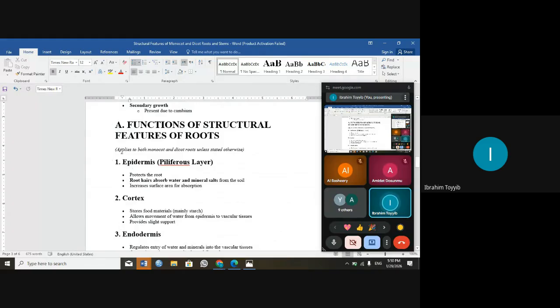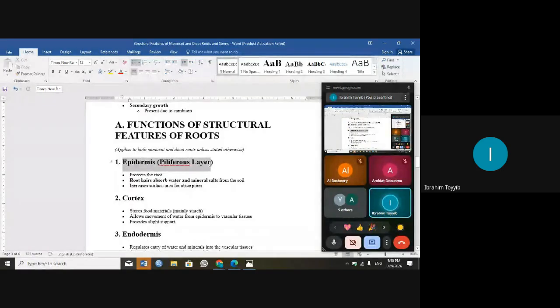So now, you can see this applies to both monocot and dicot roots, unless stated otherwise. So this is the function of structural features of the root. We are still dealing with root now, we are not going to stem yet. Are you with me? You have seen the structure, you have seen the parts labeled. We want to look at the functions now in detail.